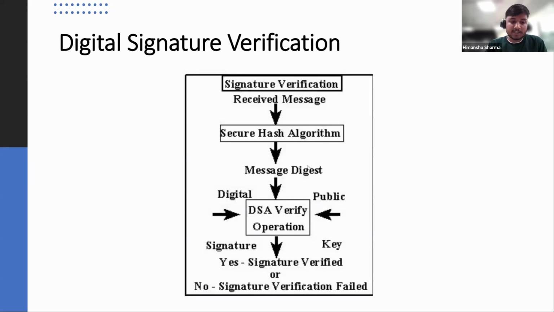The received message is fed to the secure hash algorithm to generate the message digest. The SHA used by the receiver must be the same as that used by the sender. So if the message remains unaltered during transport, then the SHA will generate the same message digest.